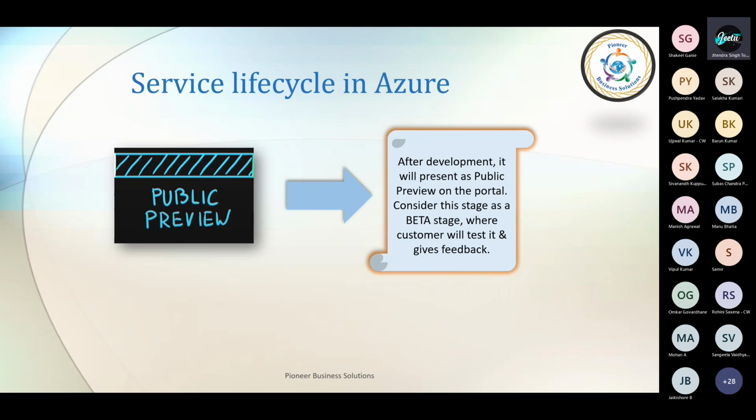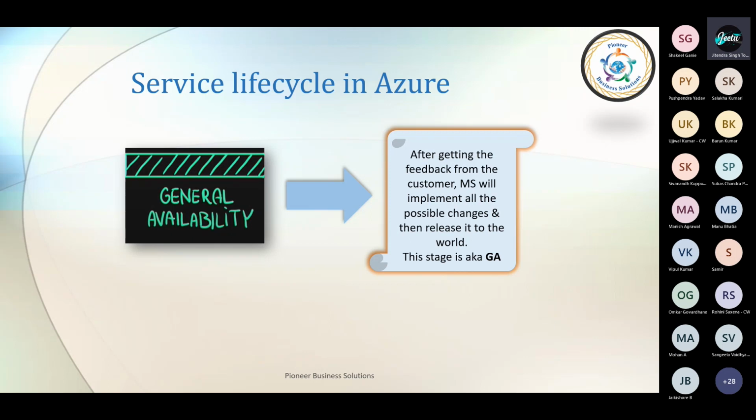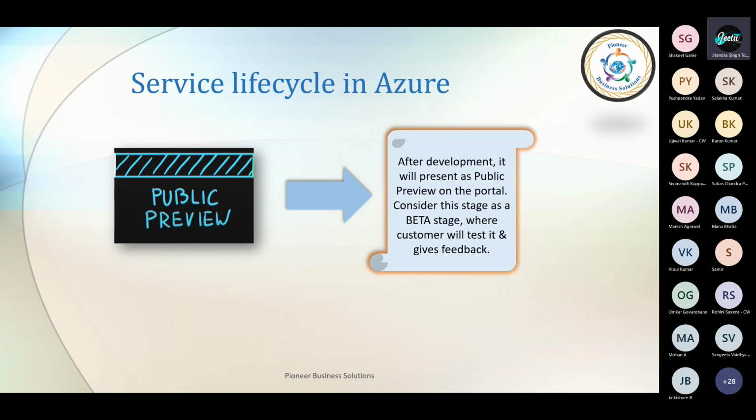If a particular service comes under general availability, also called GA, only then should you implement it on the production environment. Because I told you, public preview is in beta. That service might be implemented, might not be implemented also. Okay, so remember this particular thing.